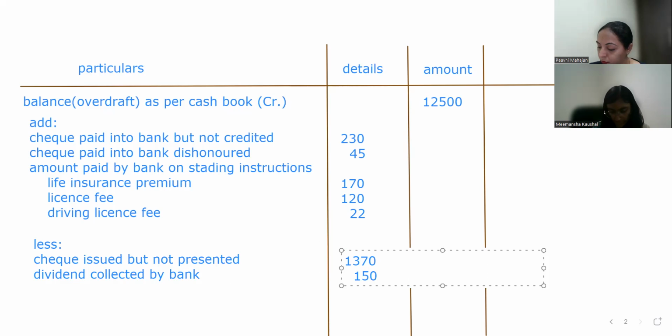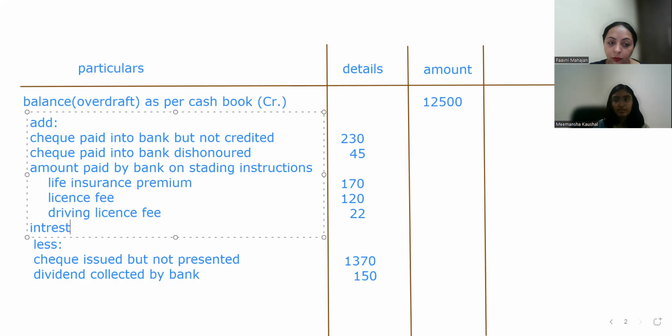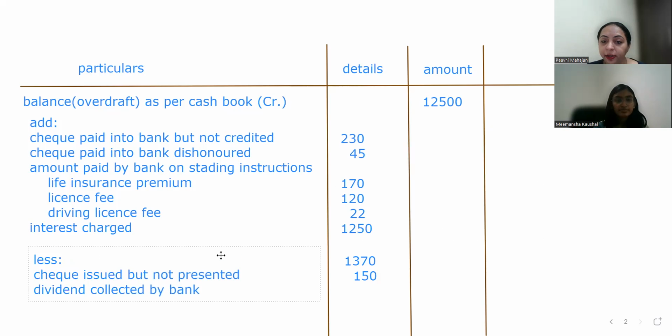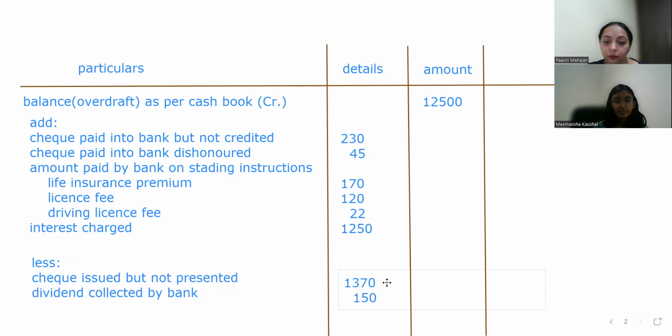And then interest charged by bank, this will also be added. Just write interest charged. Done. Just put the total 1837 because the meeting is about to end. Of this addition, the addition total is 1837. Just put it next to 1250. Yes, 1837.